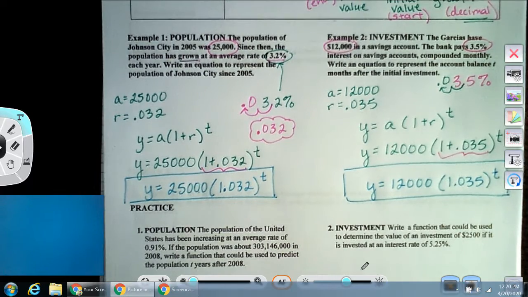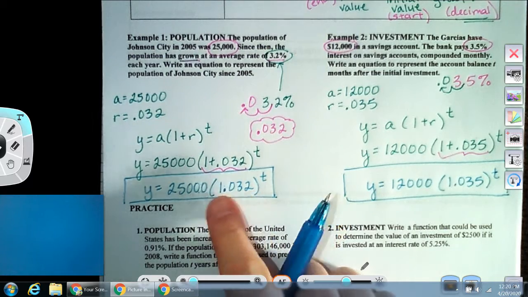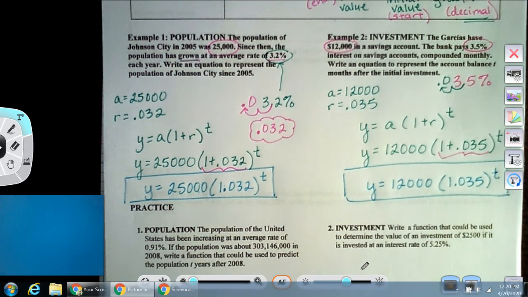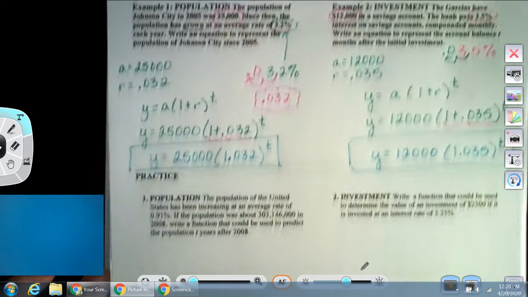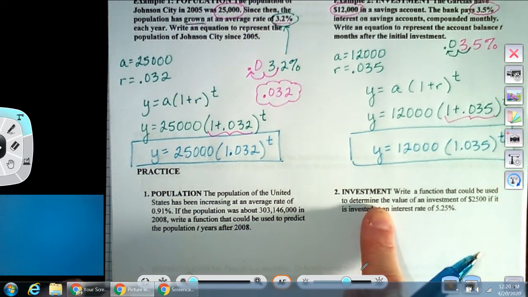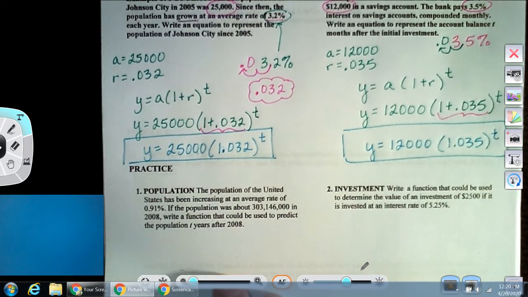I can tell this is a growth function just by looking at it because this number is bigger than 1. Because this number is bigger than 1, this is going to be a growth function. The numbers are going to grow or get bigger. Now, on the next page, we're going to look at what a decay function is. Decay just means they're getting smaller, and how those functions are different and what those look like. So again, stop here and practice. Do the 2 practice problems on your own, and then I will post the answer key on Classroom where you can double check your work on the practice problems.